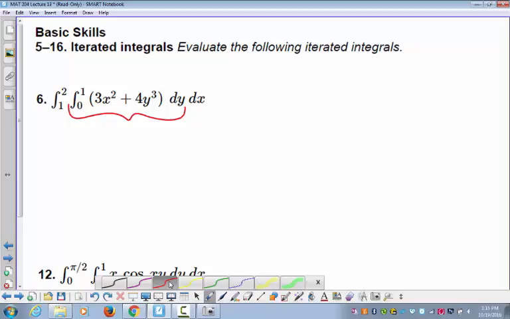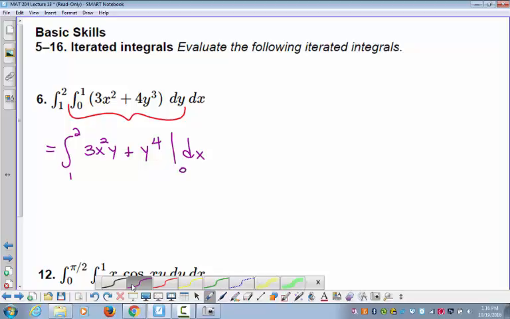So the outer integral is going to remain the same. We have the dx out there. We're just treating the inside here with respect to y, so that's going to be 3x squared y, because 3x squared is constant with respect to y. So we're integrating that constant. And then integrating this term with respect to y, we get y to the fourth divided by 4. The 4's cancel, so we get y to the fourth. And then we're still left with the dx out there.